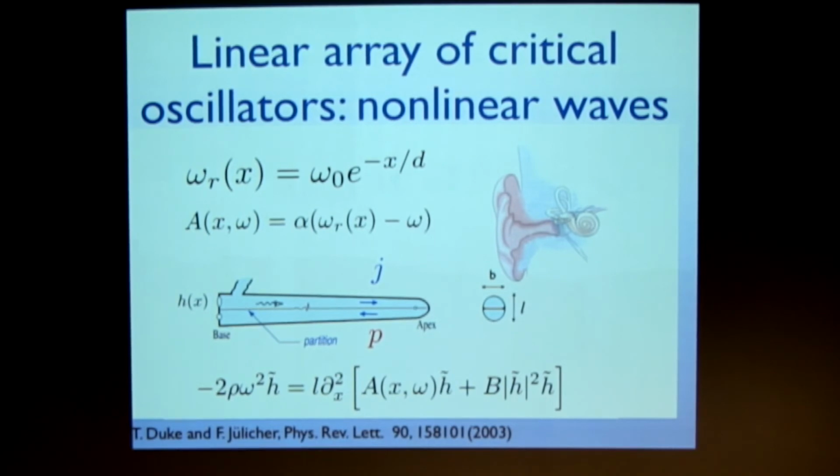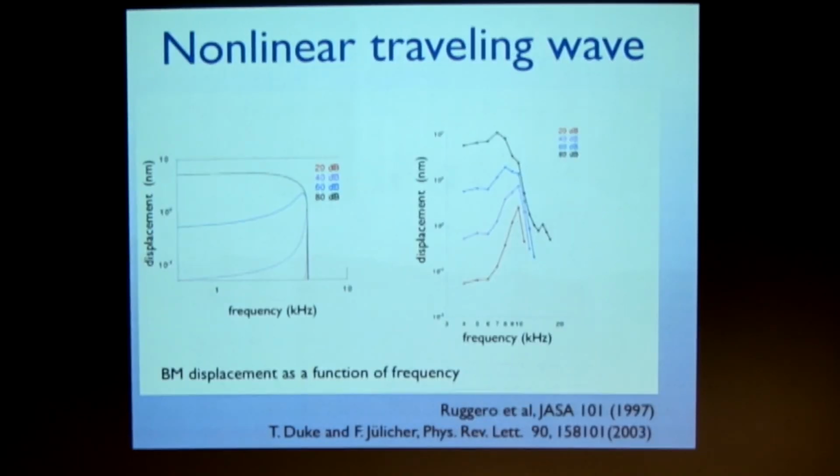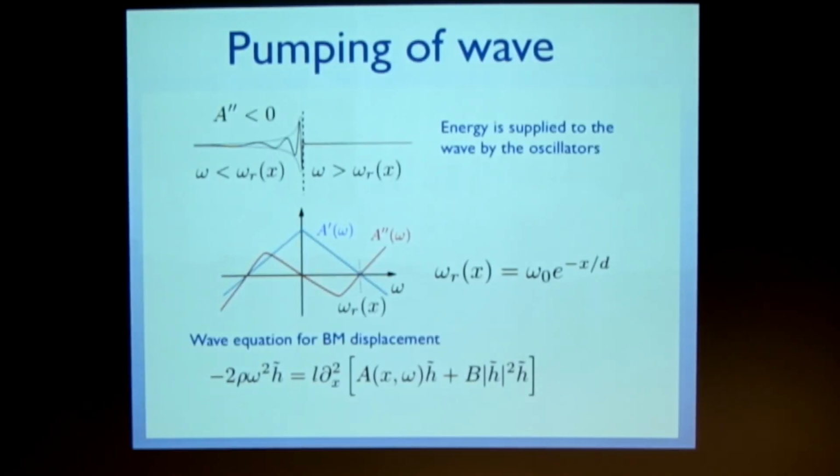The frequency profile is to a very good approximation exponential. There's a characteristic distance d between one octave. And if I use my linear response function with the coefficient alpha and I linearize it, I now have a resonance frequency which depends on x. This is my stimulus frequency, so I get a quite complicated function A of omega and x in the general case.